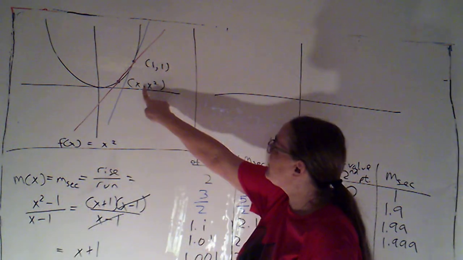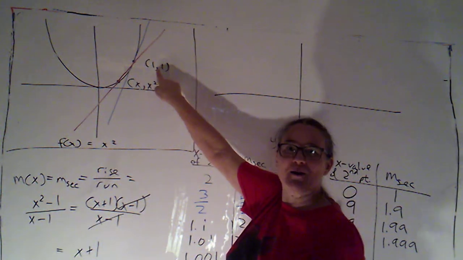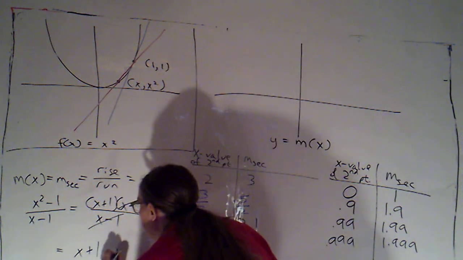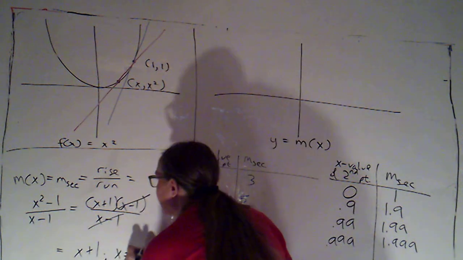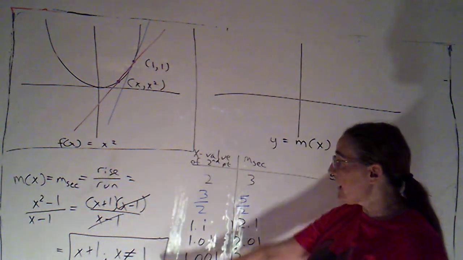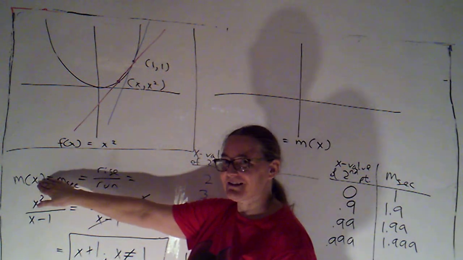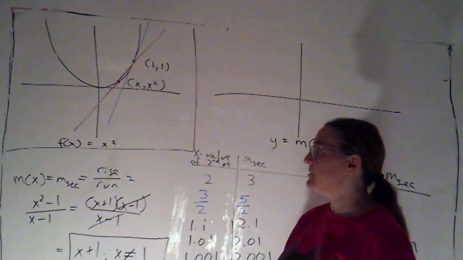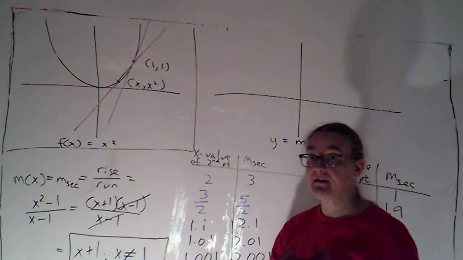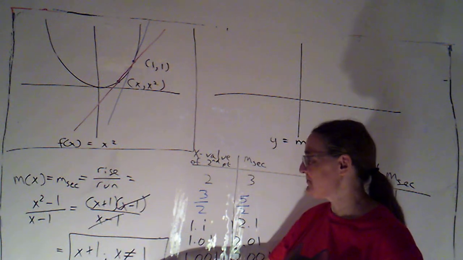Geometrically, I can see that because this was supposed to be my second point. The first point was 1, 1. I can't choose that for my second point, too. So I need to record that restriction, that x is not 1. That way, this function is m of x. M is a function that will give me the slope of the secant line between 1, 1 and another point. The x value of that other point can't be the x value of that first point.